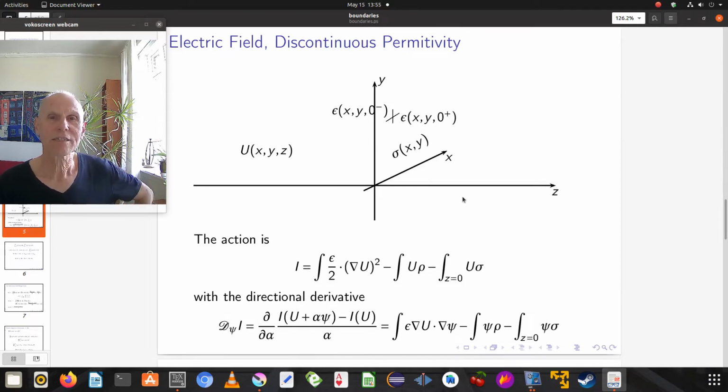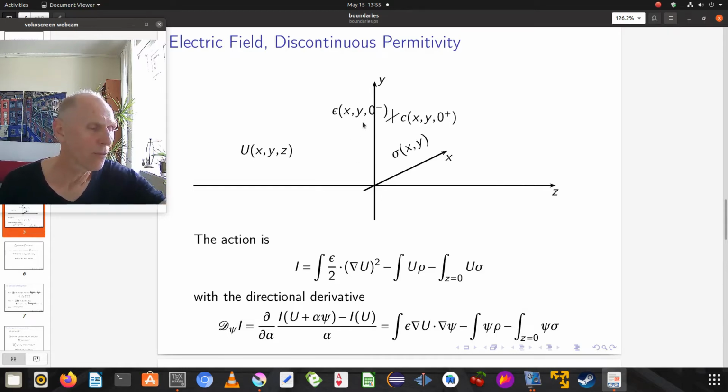The next example is an electric field in two dielectric media with linear dielectricity, or permittivity, sorry. So we have one permittivity for z negative and another for z positive, what I've indicated here.